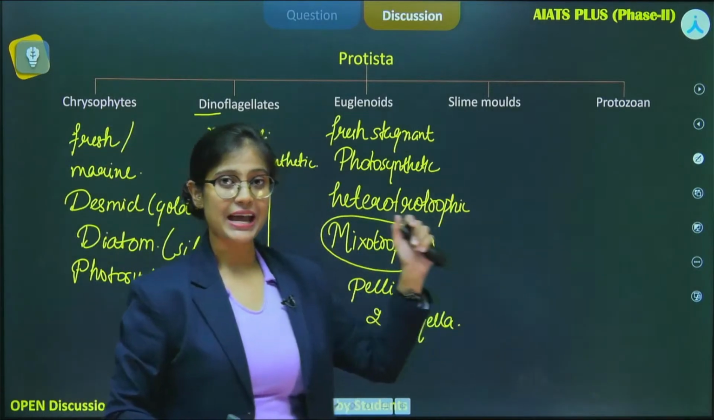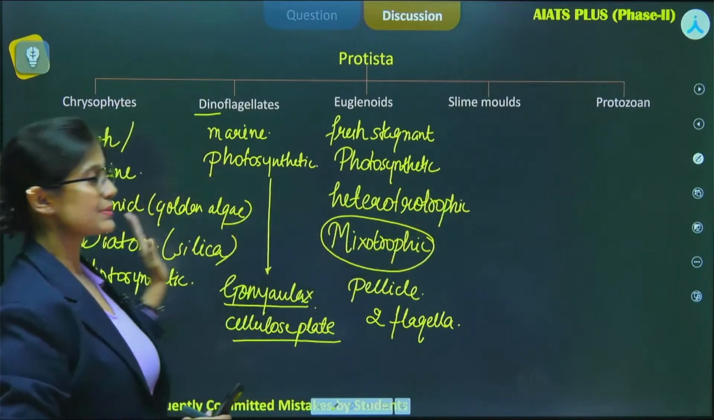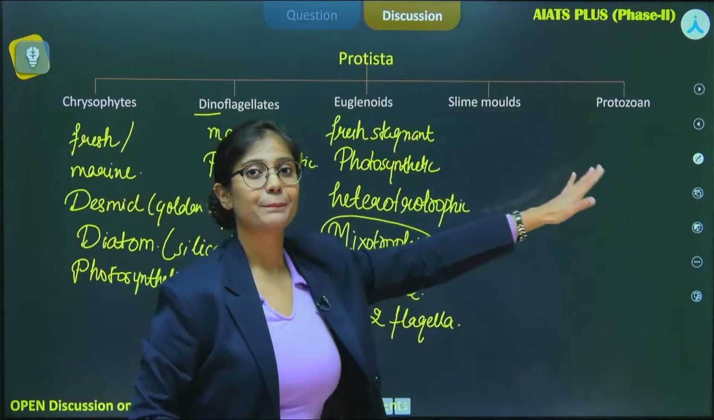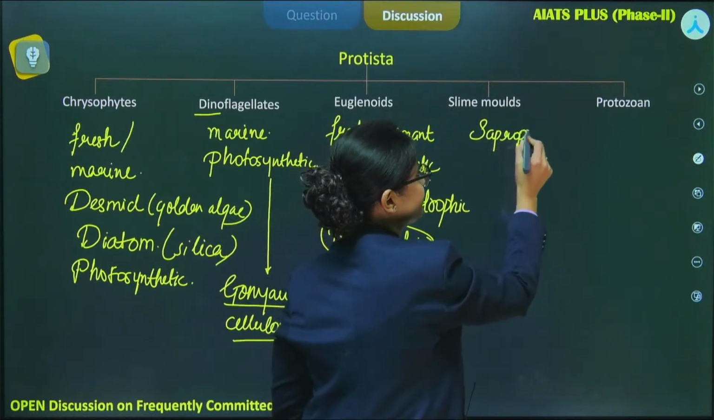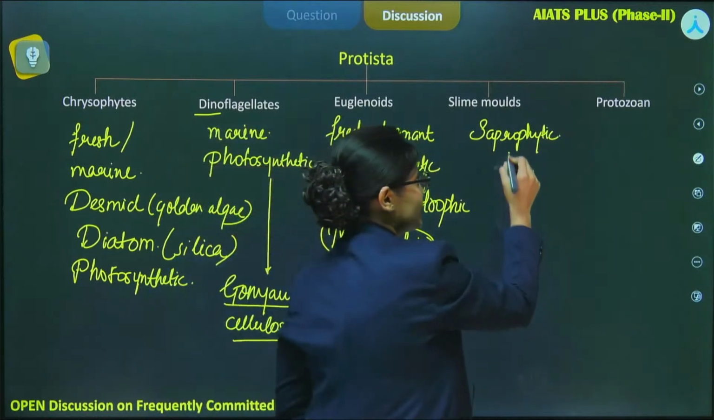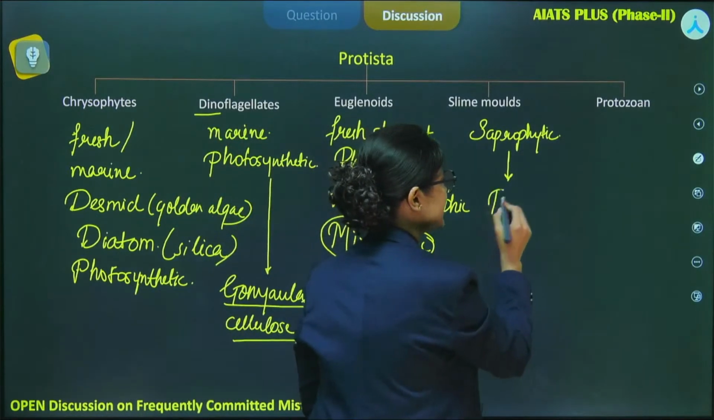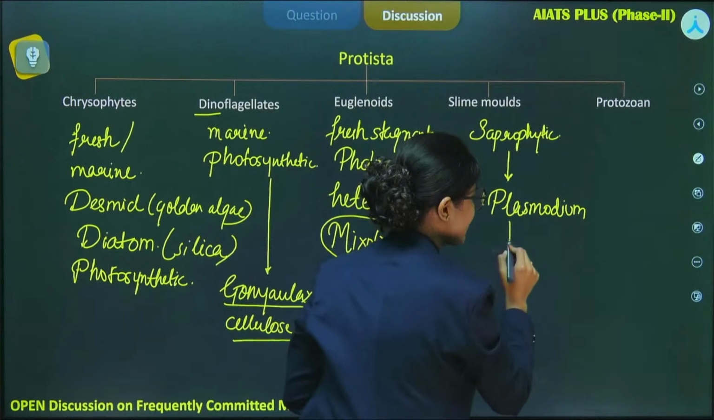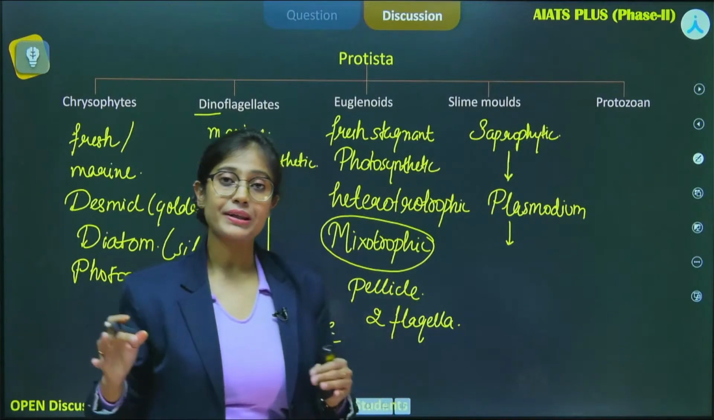Now, if we talk about slime molds, first of all, they show a saprophytic mode of nutrition. Up till now, the organisms were photosynthetic, but in slime molds and protozoa, the mode of nutrition changes. They become completely heterotrophic, in slime molds specifically saprophytic. That means they rely on dead and decaying matter. Under favorable conditions, they form an aggregation known as plasmodium.